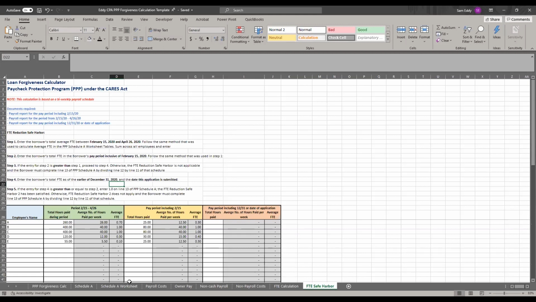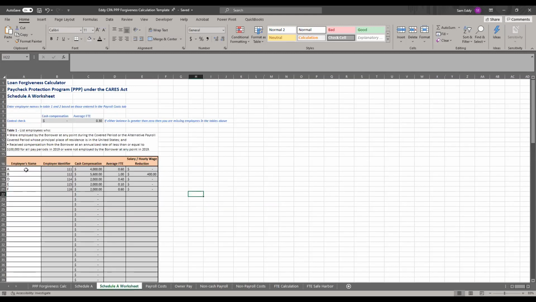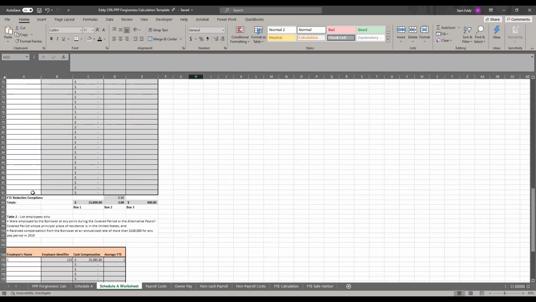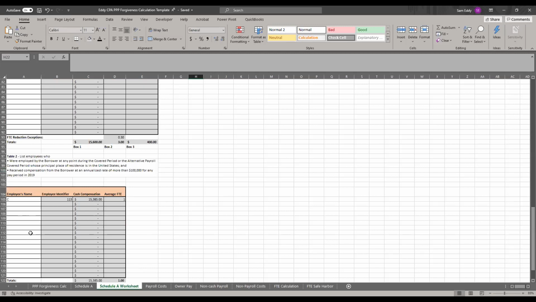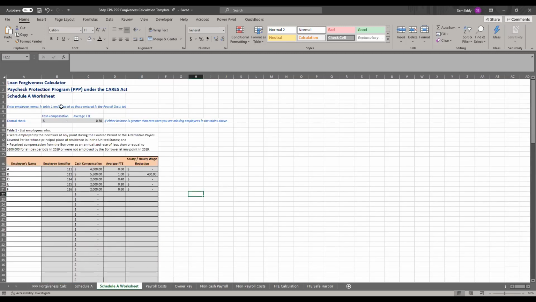Now we're going to circle back to the Schedule A worksheet. In here, the only thing we need to make sure is we're including all the employees that we had paid in the covered period. So you want to include each employee based on whether they meet the criteria of Table 1 or Table 2. There is a control check at the top here to ensure that you've included all of these employees. If either of these balances is more than 0, then you are missing employees from this.